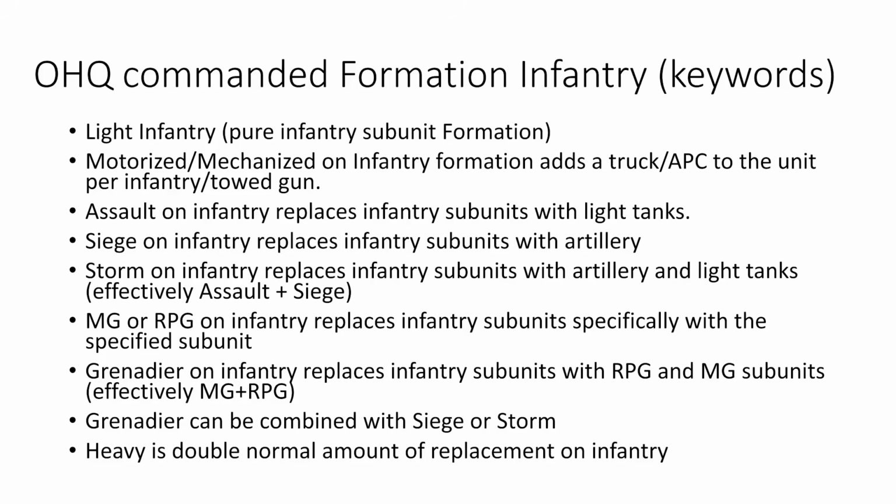Also, when you're trying to discover these, I believe you need either assault or siege previously researched to get a storm variant to show up. MG or RPG on infantry replaces the infantry subunits with that specifically specified subunit. Grenadier is effectively Storm, but for MGs and RPGs being added to the unit, so it adds both MGs and RPGs. Again, you need, I believe, either MG or RPG discovered and researched to discover Grenadier. You start the game with MG discovered, so Grenadier can be found pretty easily.